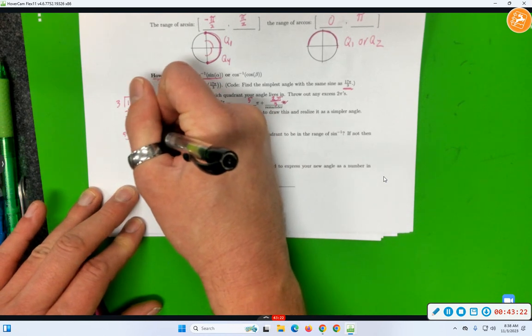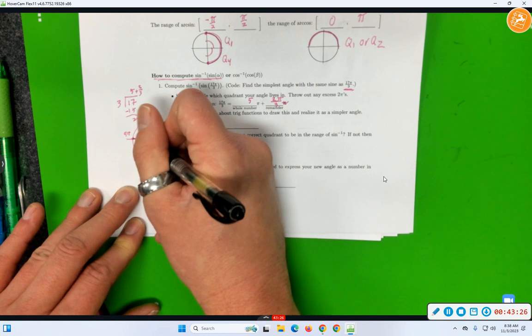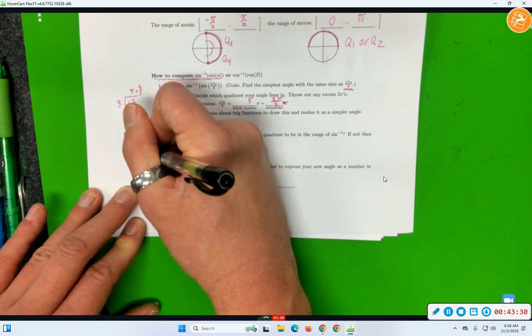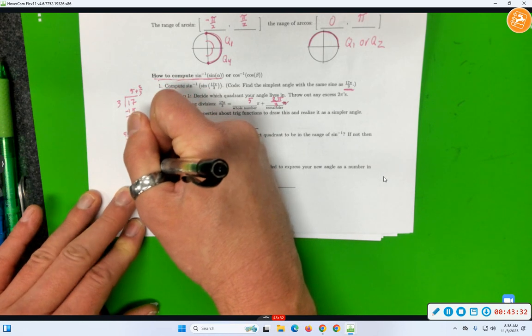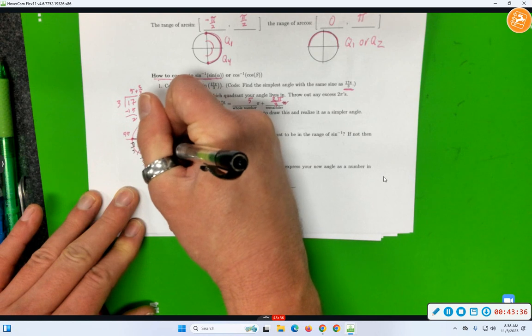So let's see. To get to here was 5 pi. And then I took another 2 pi over 3. That was a pi over 3. There's another pi over 3. So I could get to the same place by going backwards by pi over 3.